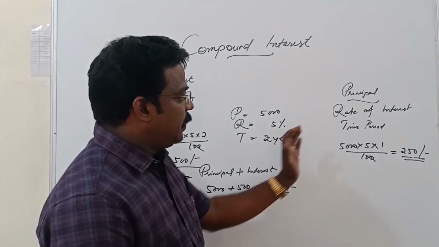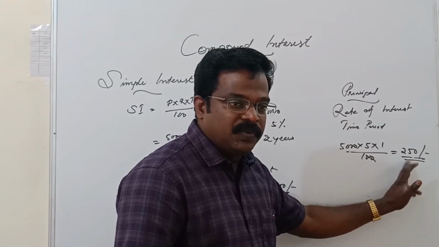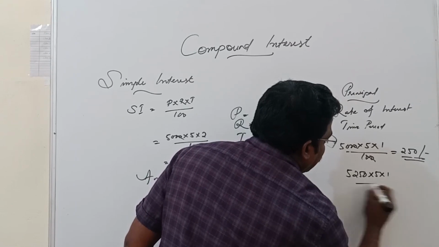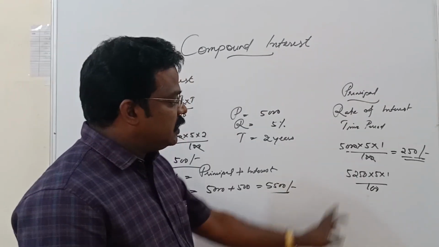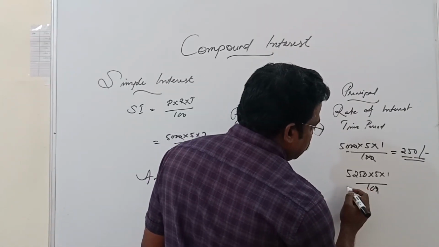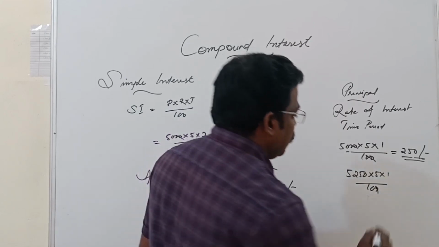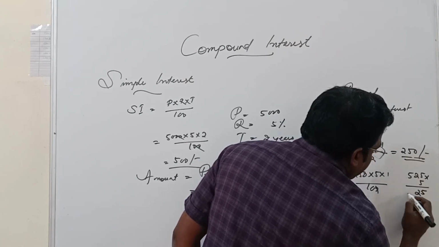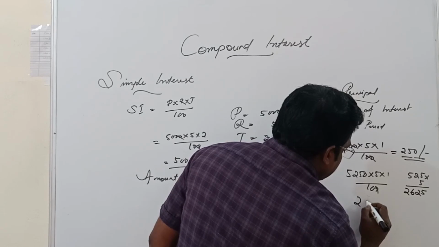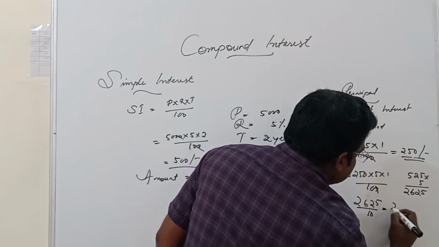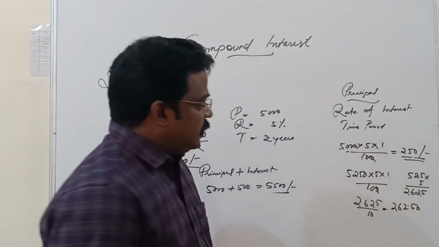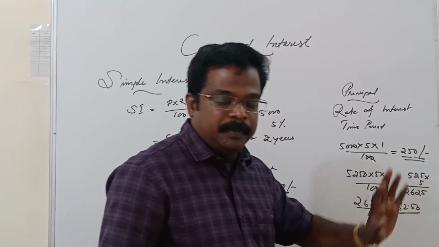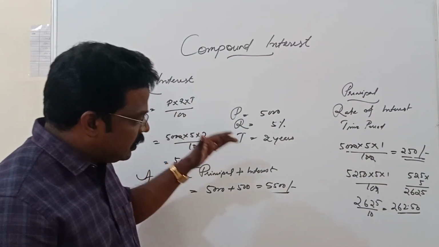But in compound interest, what will happen? This 5000 plus 250 will be next year's principal. That is 5250 into 5 into 1. For the second year when we are calculating, this will be the condition. So here 0 cancelled. Then we have to multiply and divide, 2625 by 10. That equals 262.5. So here, second year, the interest will be 262.5, or 50 paise.